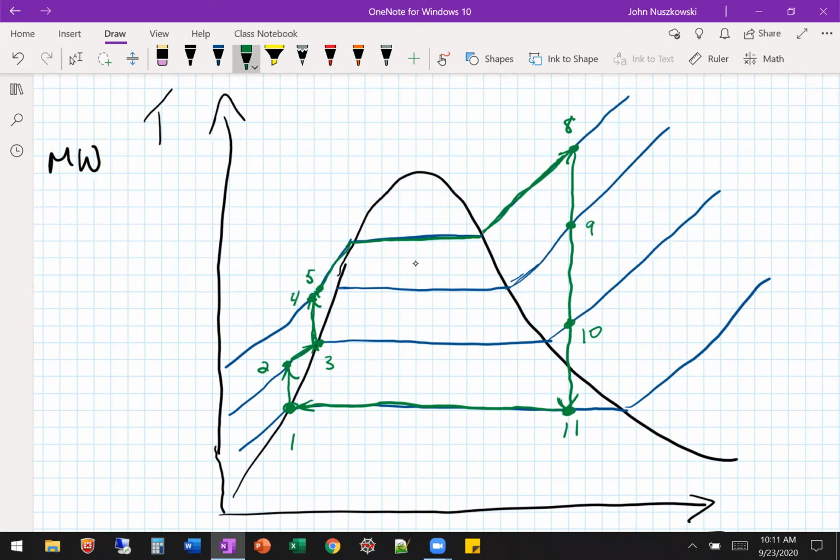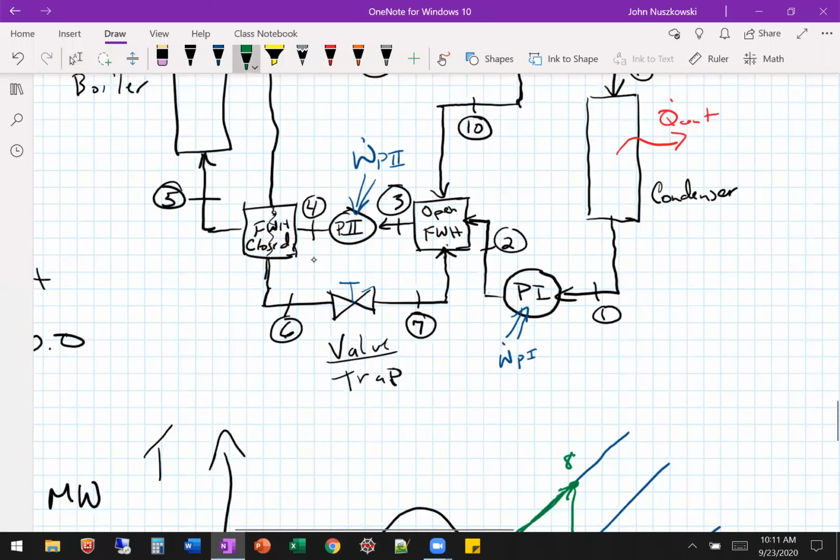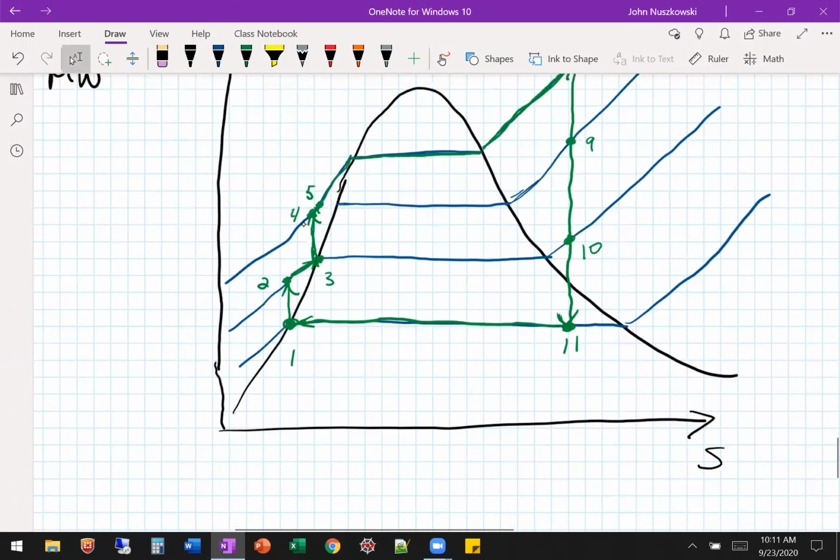All right, so now we can do the extracted portions. Let's start with, let's do the lowest, 10. Okay, so 10 goes into the open feed water heater and goes to 3, right? So that exits, it's state 3 in the open feed water heater.